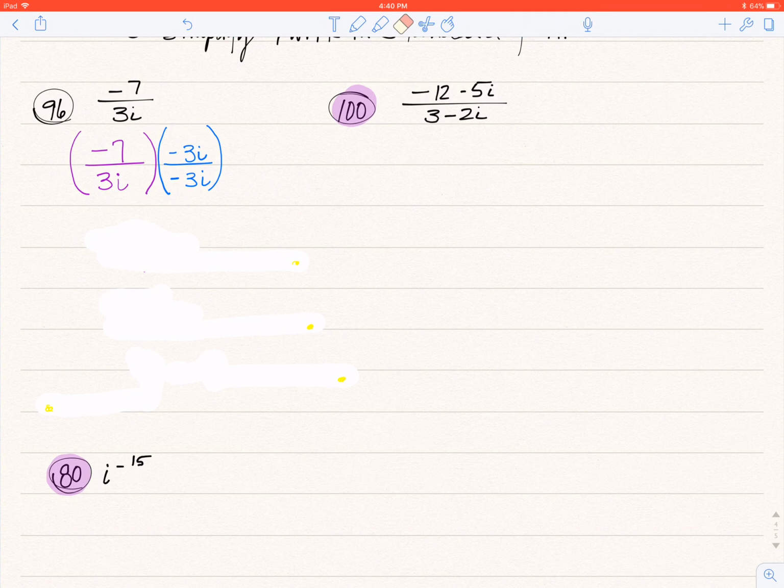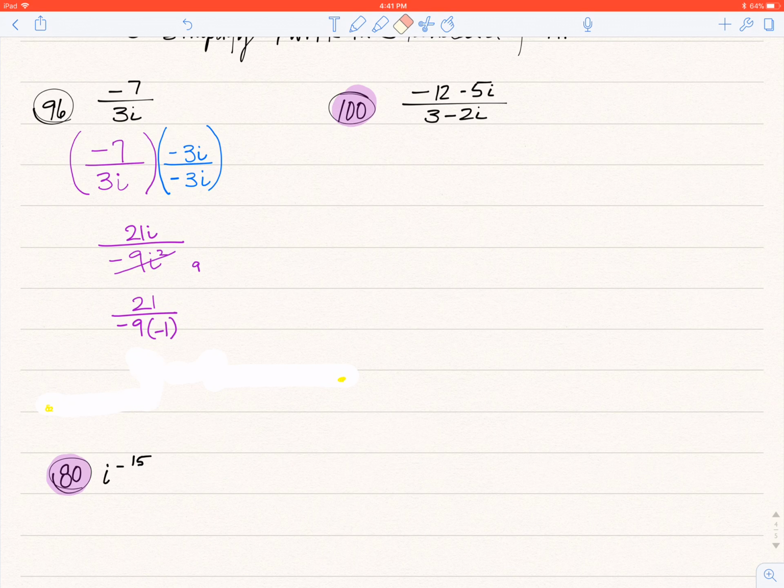So I'm going to multiply on top and on bottom by that conjugate, negative 3i over negative 3i. Remember, that's totally legal because that's just the number 1. Multiplying by the number 1 doesn't change anything. So now I want to multiply on top and I want to multiply on bottom. When I multiply the tops, I get a 21i. When I multiply the bottoms, I get a negative 9i squared. Now don't forget, negative 9i squared is going to turn into a positive 9.